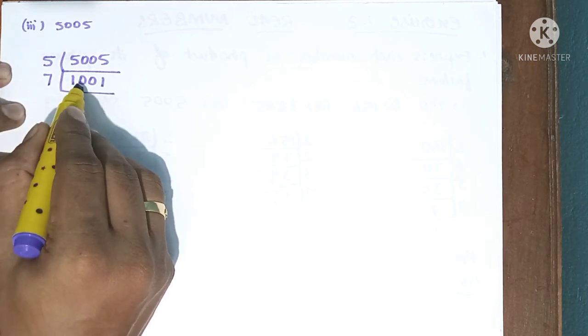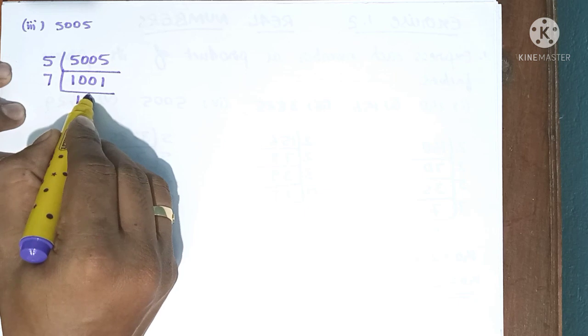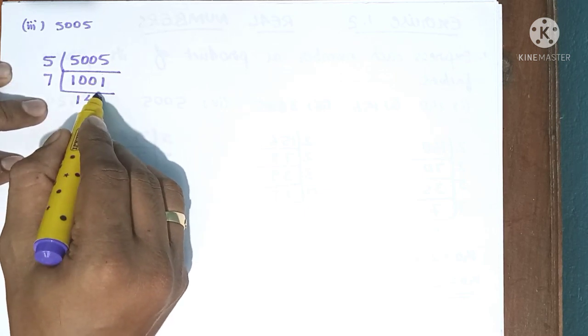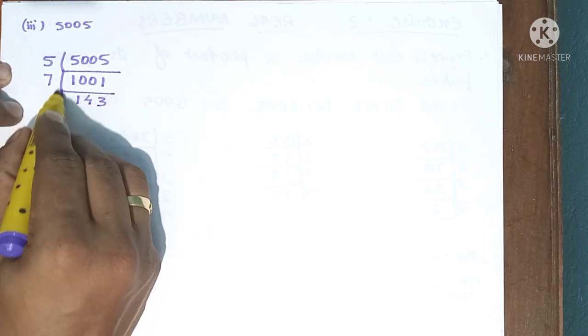In 10, 1 into 7 is 7, remaining 3. In 30, 4 7s are 28, remaining 2. In 21, 3 7s are 21.